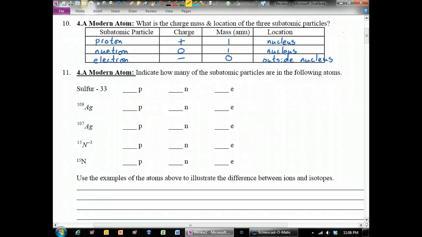Atoms or isotopes and ions can be written in a couple forms. One of them is to name the element and then write the atomic mass afterwards. One of the things that confuses people is that dash there. In this case, that dash is not a negative sign, it's just a dash, and the 33 is the atomic mass.